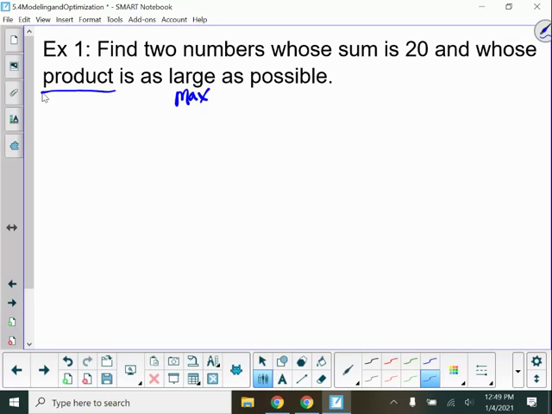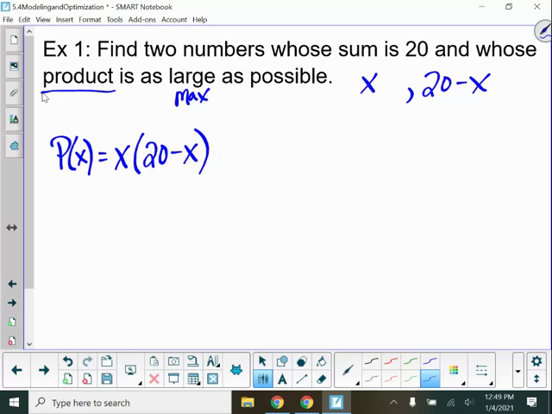So it does tell us that we have these numbers, they have to have a sum of 20, which means one of the numbers would be x, the other one is going to be 20 minus x. When you take those two terms and add them together, you end up getting 20. So x is going to be my first term, 20 minus x is going to be my second term, and I want to look at the product of that. So the product, and I'm going to call that P of x for product, is x times 20 minus x, and that is actually going to equal 20x minus x squared.